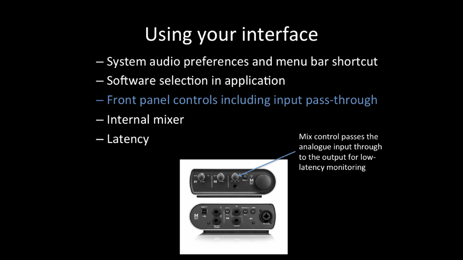Learning to use the front panel controls on your audio interface is an essential step in using the device. Shown on this screen is the Avid M-Box. It has controls for microphone preamplifier gain, for headphone and output volume, and importantly, a mix control, which allows analog input signals to be passed directly through to the output to provide low latency monitoring for use in multitrack recording.